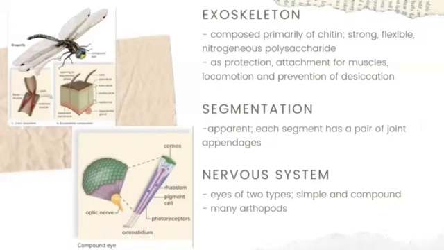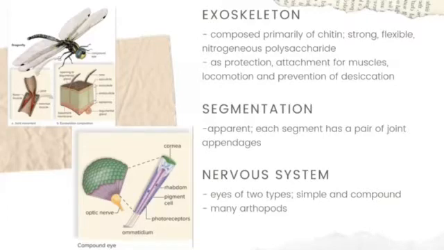The jointed exoskeleton is composed primarily of chitin, which makes it strong and flexible. It provides protection, attachment for muscle, locomotion, and prevention of desiccation. When arthropods grow, they need to molt, with the help of an enzyme that partially dissolves and weakens the old exoskeleton for the animal to wriggle out.